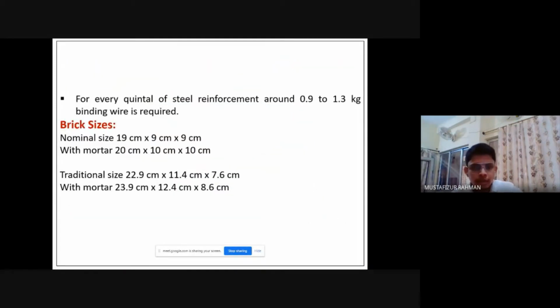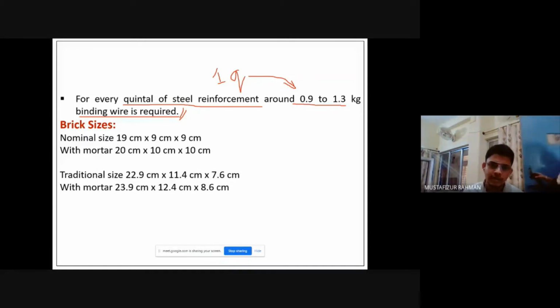Then for every quintal of steel reinforcement, around 0.9 to 1.3 kg binding wires are required. What are binding wires? Those are the coils that are used to bind the reinforcement in its place. The reinforcement, the stirrups, we bind it with a coil, right? That is binding wire. So it's very simple. For 1 quintal, around 1 kg is required, 0.9 to 1.3.